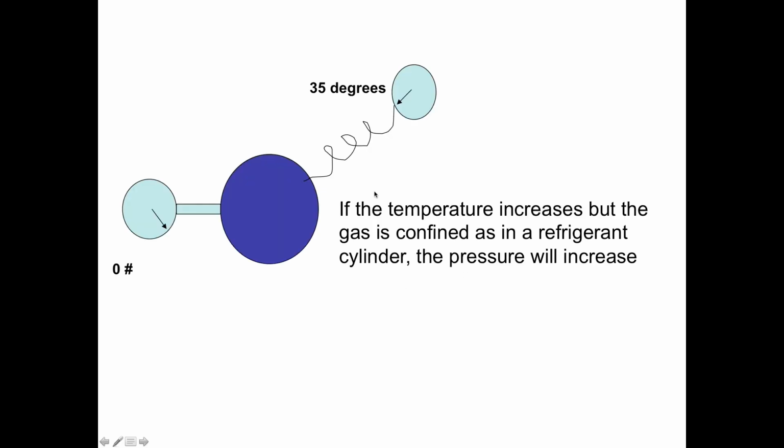Okay, now we got our 35 degrees here, we got our little space, but this time it's confined. And we got a pressure gauge on here, and the pressure gauge says 0. Okay, if I increase the temperature, because the gas has no place to go, it can't just spread out, the pressure is going to increase. Now I went up to 100 degrees and the pressure went up to 50 pounds. That's all there is to it.